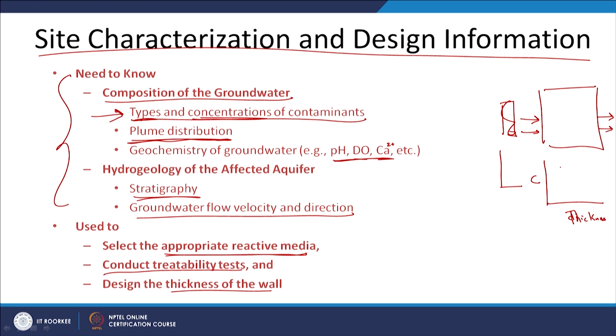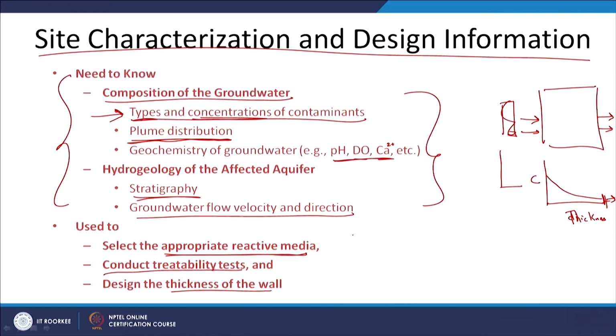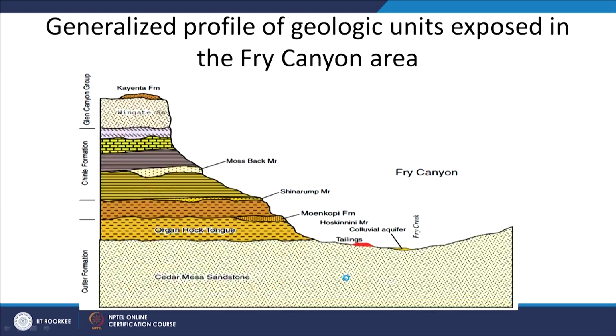right. What would you observe? You would observe a profile something like this, right. So, by the time it reaches the outlet of the PRB, the concentration typically would be relatively less. So, that is my design basically, as in how do I end up calculating the thickness, right. So, these are the aspects that I need to look at to be able to get my design info, yes. So, moving on, I guess we talked about stratigraphy.